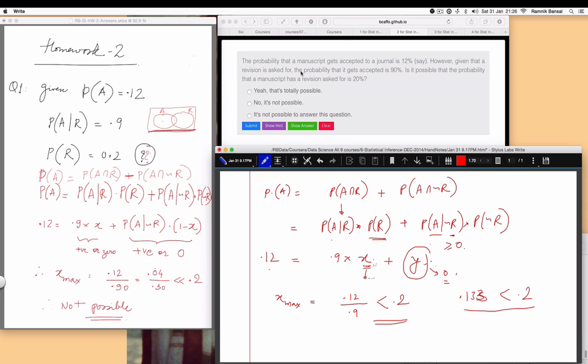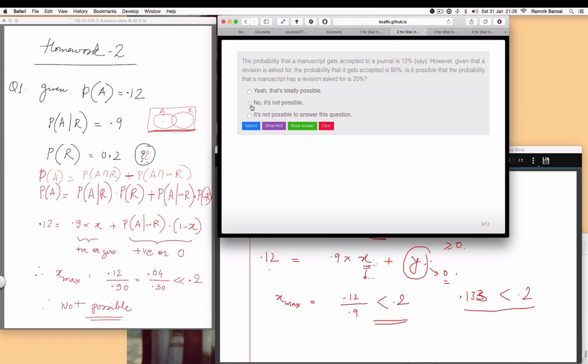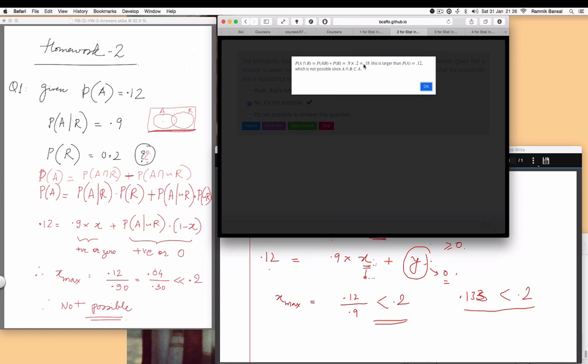So in a way, a very simple question, but a little tricky one. If you just look at the question, you say, how can you actually tell anything about this probability just by knowing these two probabilities? So we say, okay, not possible at all. And let's look at the answer. So he's using the same concept.